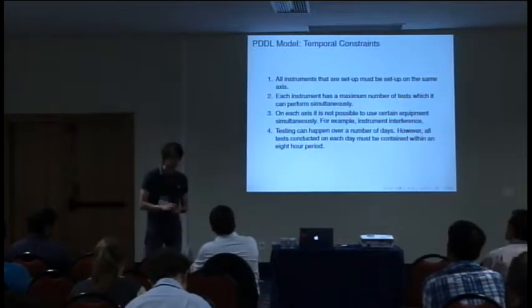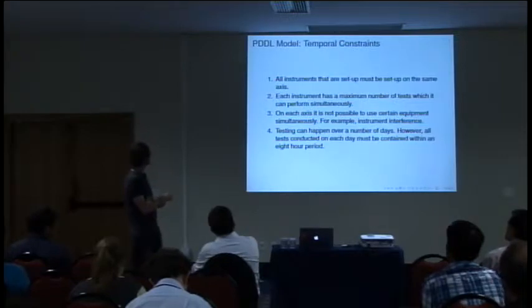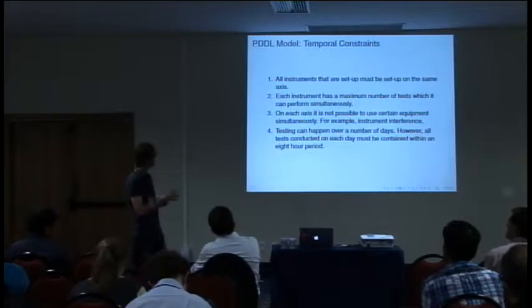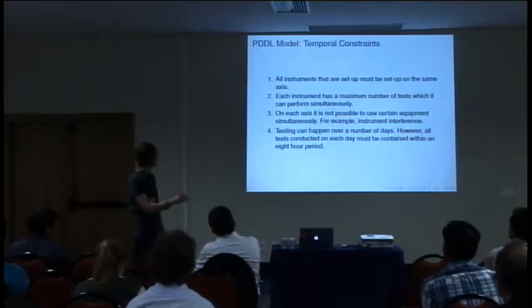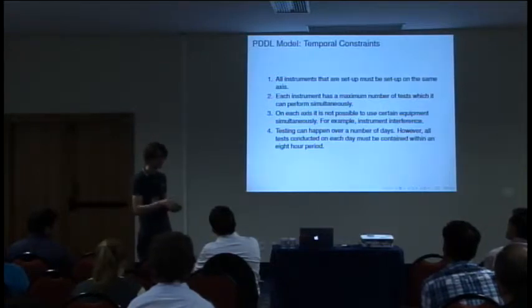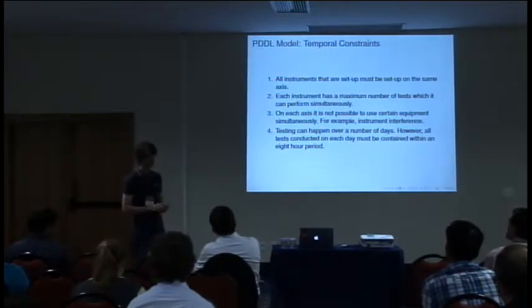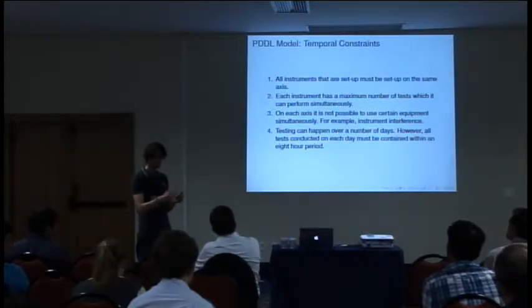So in our model we have several temporal constraints, so I'll just go through a few of them here. If we're planning to do multiple measurements on one axis, you need to make sure that all the instruments that are set up on the axis have to be on the same axis for more measurements. And each instrument will have a maximum number of tests that it can perform simultaneously, so how many degrees of freedom it can measure. And on some axes it's not possible to use certain equipment simultaneously because of instrument interference, so you wouldn't have two lasers because the beams might cross and it just wouldn't work.